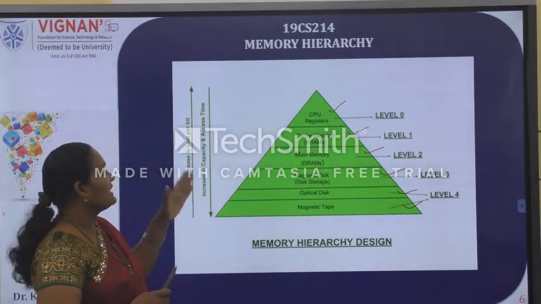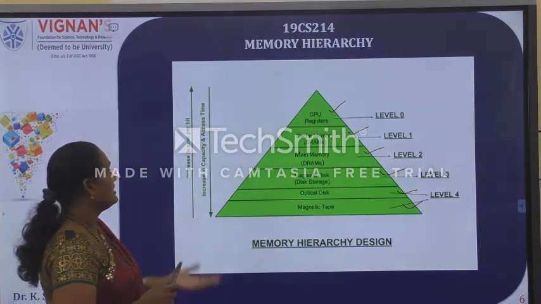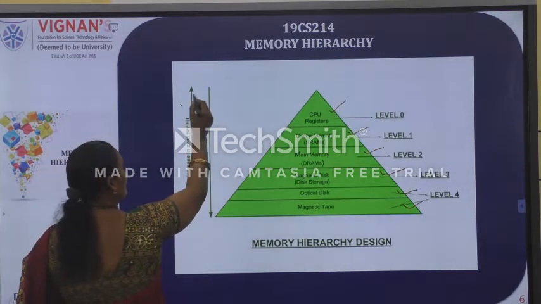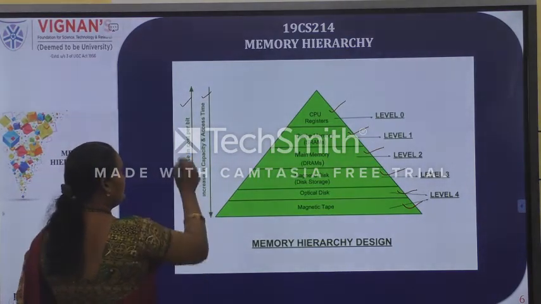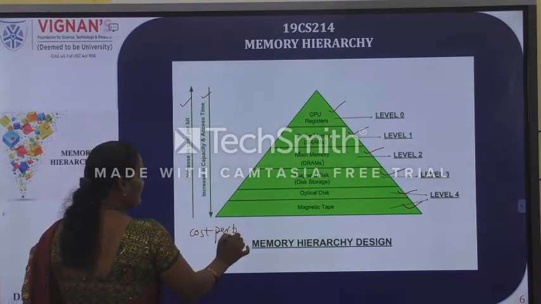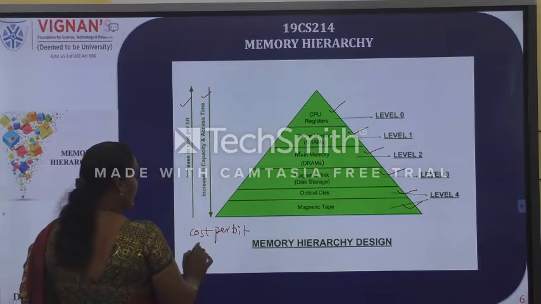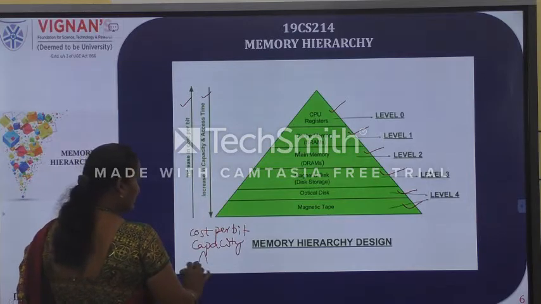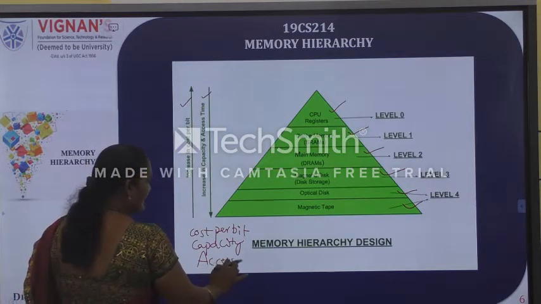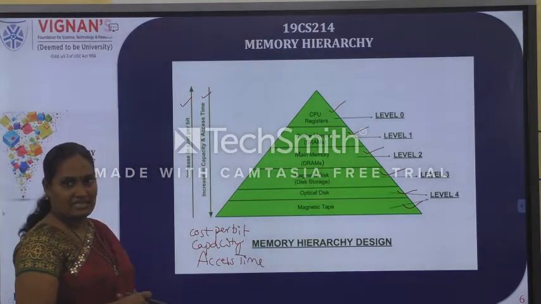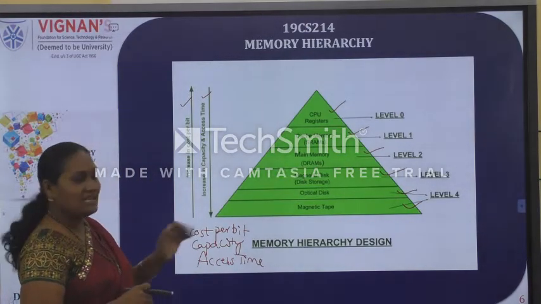Now what about their hierarchy? In which terms are we going to define it? Here we are taking 3 factors for defining the hierarchy. One factor we are considering is cost per bit, another is capacity, that is storage capacity, and another is access time. These 3 factors are considered for defining the memory hierarchy.